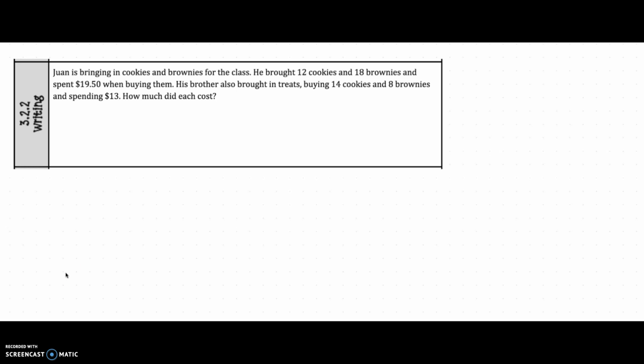So the first thing I want to do is, I'm always talking about two things, and so I want to define my variables for those two things. So we're talking about cookies and brownies. Let's use C for cookies, and we can use B for brownies.